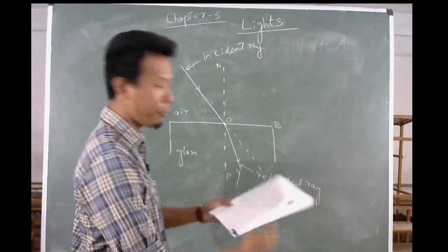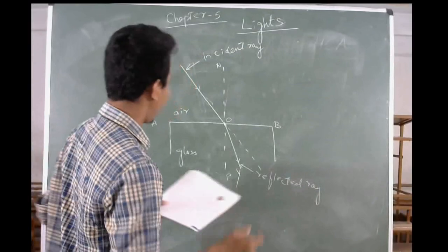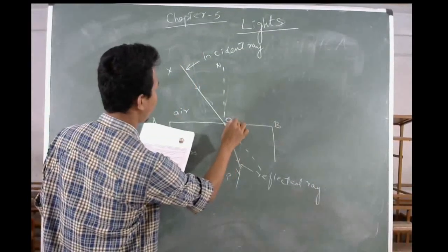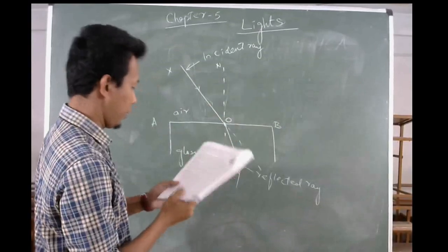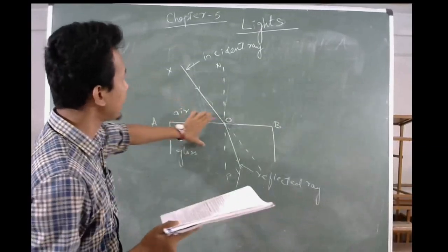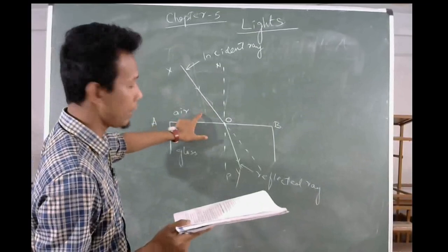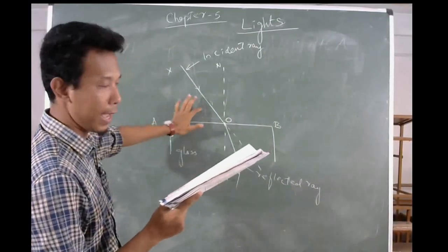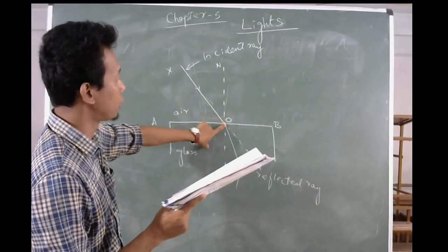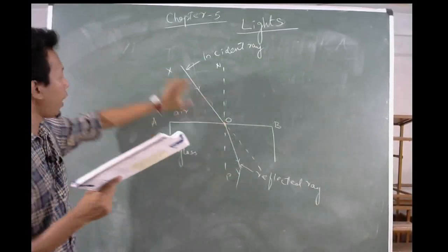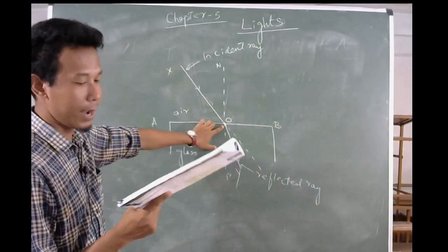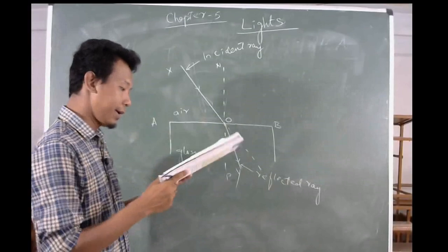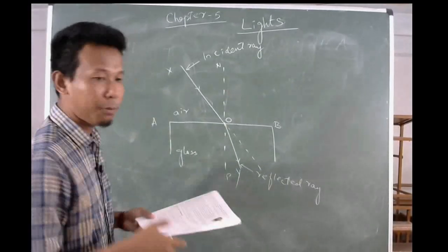The third point is the point of incidence. In your book, you can see O, which is at the boundary between the air and the glass, separating the two media. This particular point where the incident ray strikes is known as the point of incidence. Next is the normal.